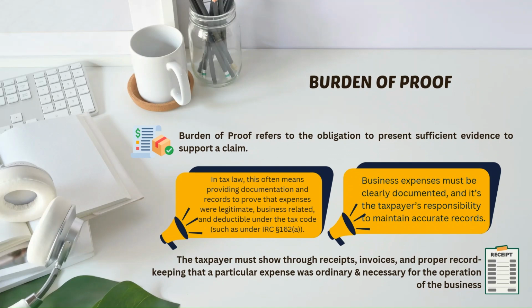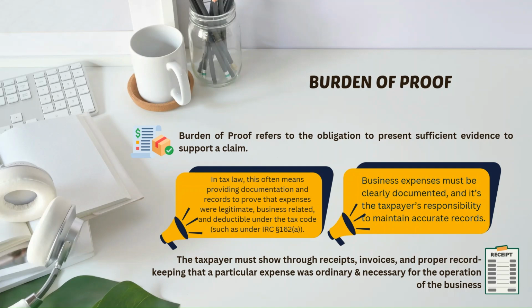Lastly, burden of proof refers to the obligation to present sufficient evidence to support a claim. The taxpayer must show through receipts, invoices, and proper record keeping that a particular expense was ordinary and necessary for the operation of the business. This doesn't mean that when filing a tax return, we need to attach and submit all our receipts claimed as business expense.